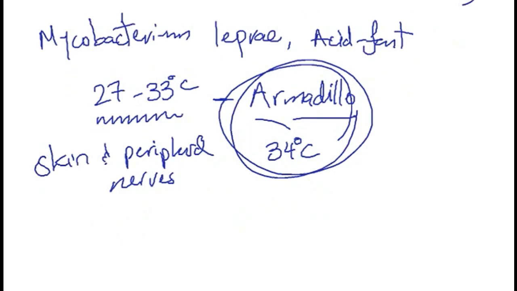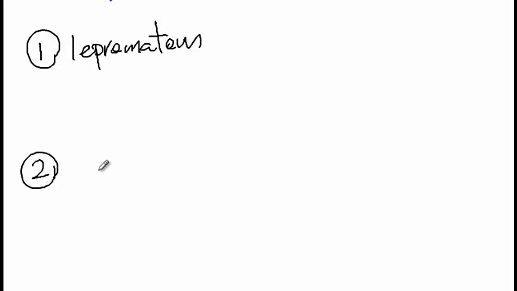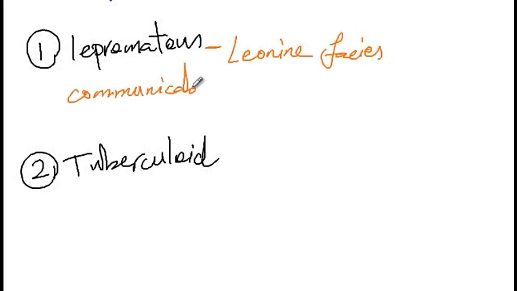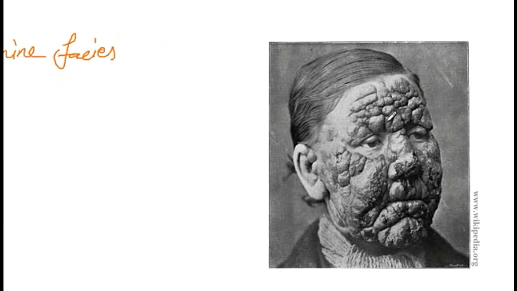Now, there are two forms of leprosy. The first form is lepromatous leprosy, and the second form is tuberculoid leprosy. In the first form, patients will have palpable thickening of the skin and loss of hair in the eyebrows and the eyelashes, and because of these features they would have leonine faces. And this condition is communicable. So here is an example of leonine faces. You can see the palpable thickening of the skin as well as loss of eyebrows and the eyelashes in this patient.